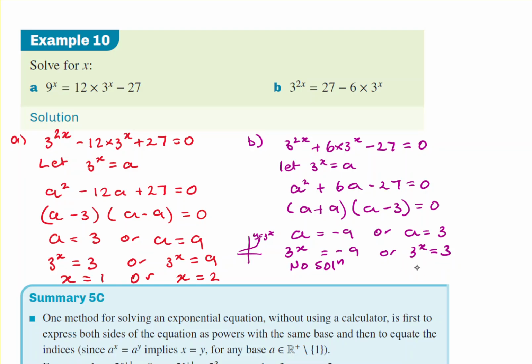3 to the x is equal to 3. So clearly x is equal to 1. That's how you do those.